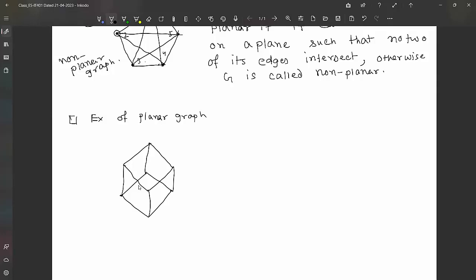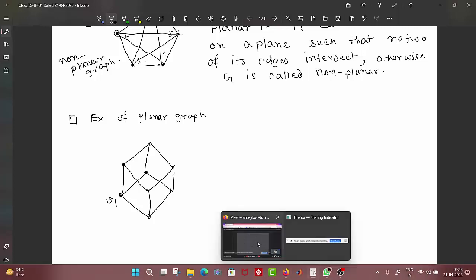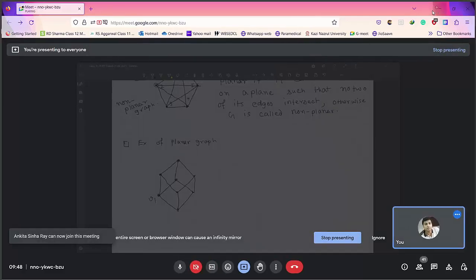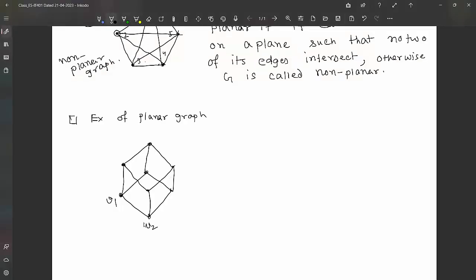Now we give the vertices. Actually, these points are the vertices. So now we are marking the vertices. This is V1. Take that as V2. This is V3. This is V4. This is V5, V6. This is V7, and V8. Okay, so now tell me, is it planar or not?